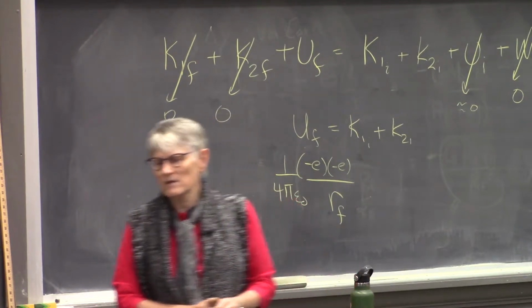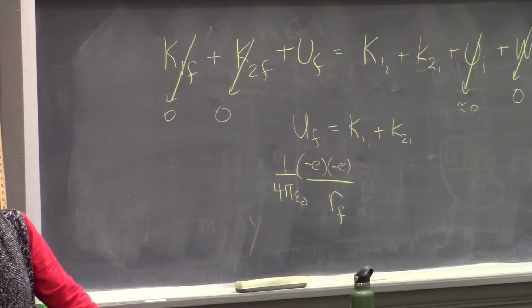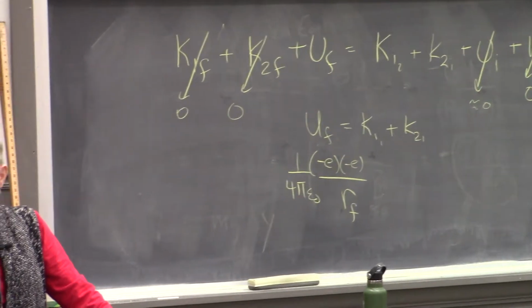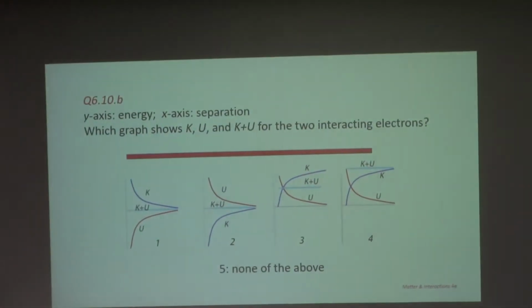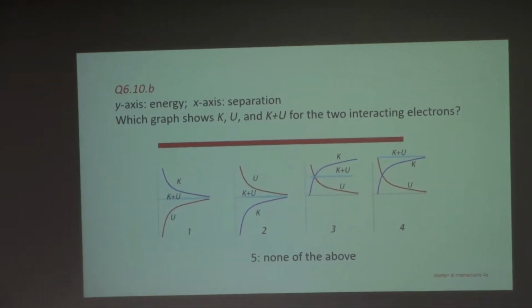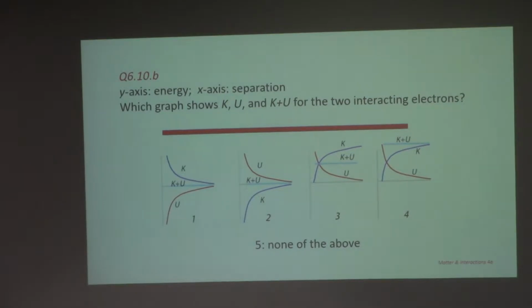Okay, so which of these graphs shows the potential energy and the kinetic energy and the sum of potential and kinetic energy for this system of the 2 electrons that are coming toward each other?